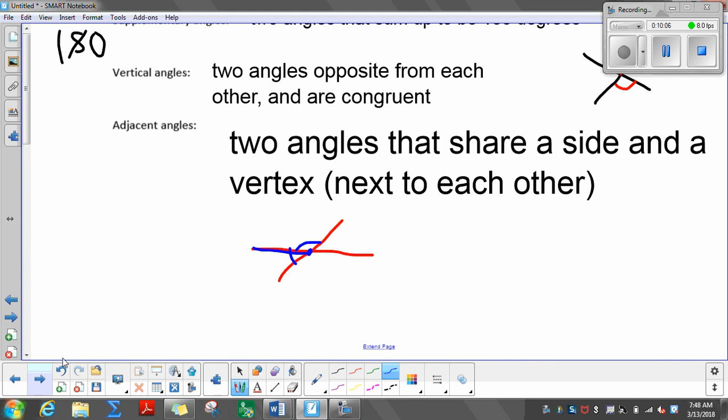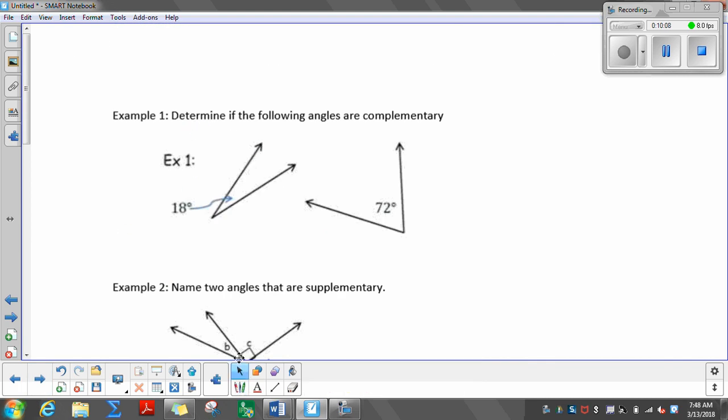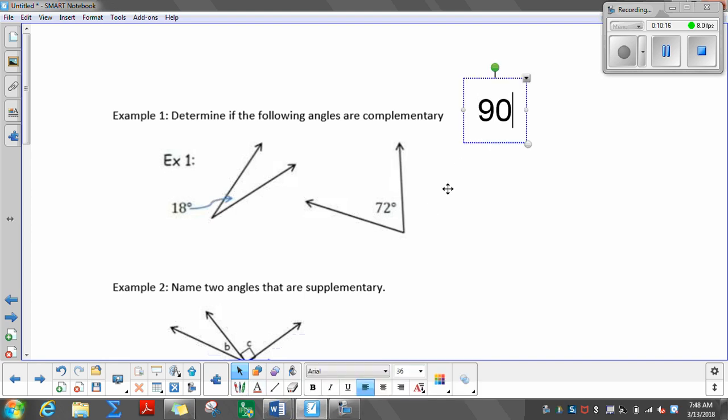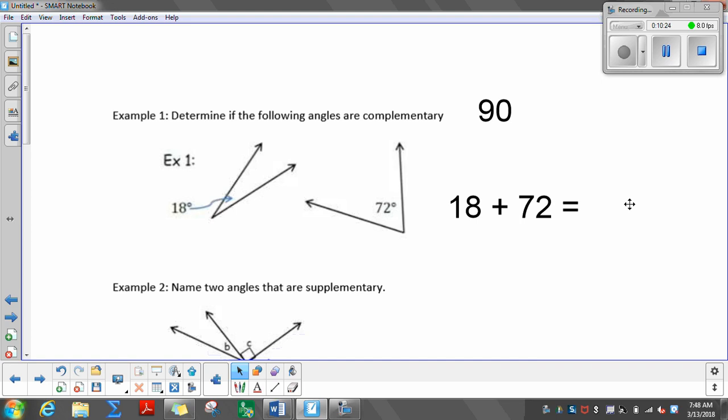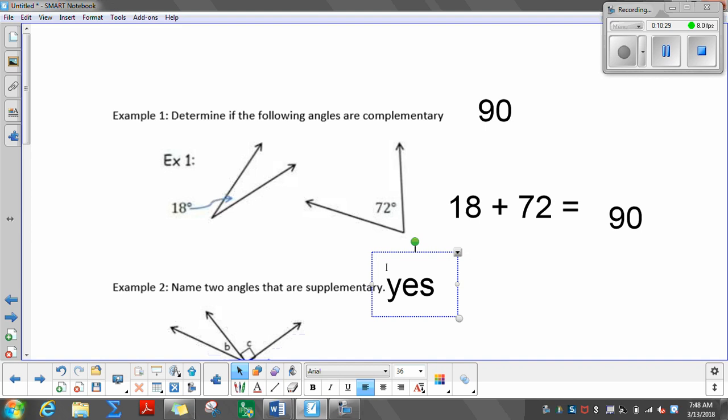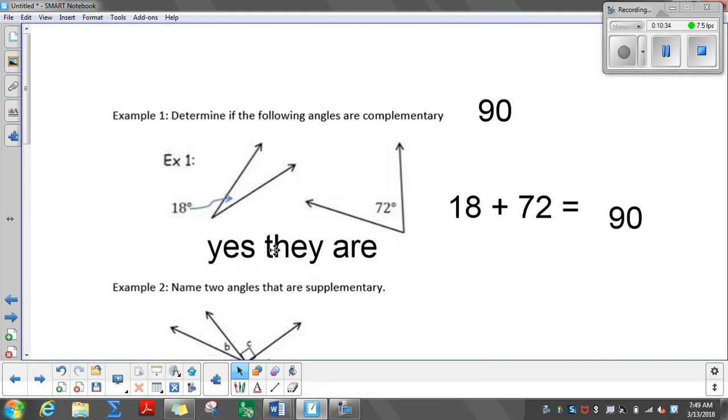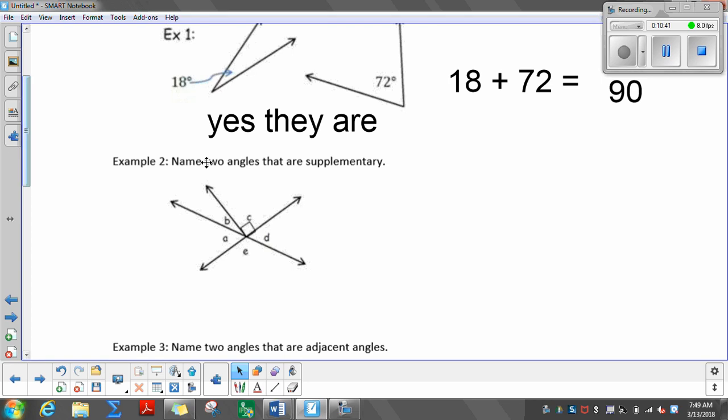So let's try some examples. Number 1, determine if the following angles are complementary. So that means they should be adding up to 90 degrees. Okay? So I got 18 plus 72. If that equals 90, then they are. So 18 plus 72 does actually equal 90. So yes, they are complementary. Even though they're not right next to each other, if I put them together, they'd form a perfect right angle, which is great.